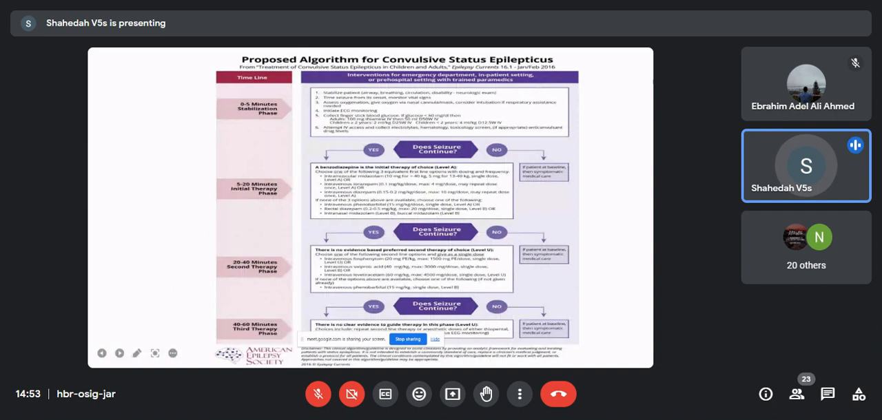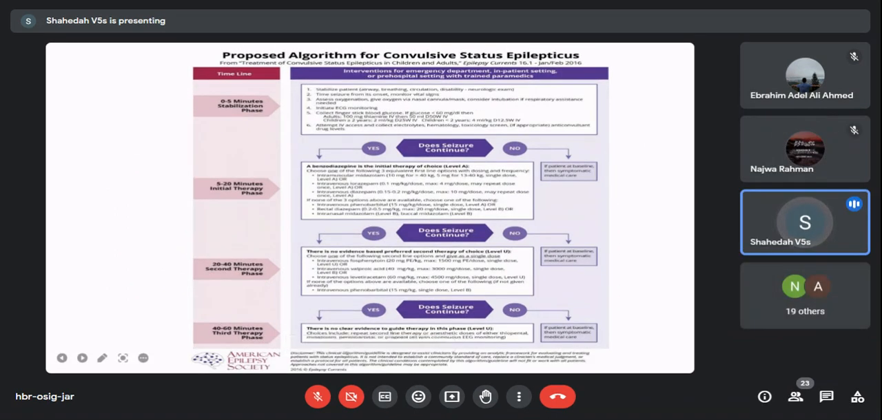This is also the algorithm for convulsive status epilepticus. I want you to take photos and please read it. You must at least read it and know that this is the management of convulsive status epilepticus. At 5 minutes, you have to start the first line treatment, and even though the algorithm says 20 to 40 minutes, you have to start it even earlier. If first line treatment fails, then you consider the next step, which is intubation and giving anesthetic drugs. That's all.